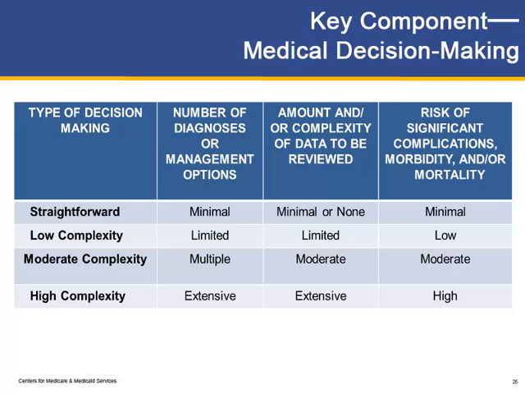These include whether the type of decision made is straightforward, low complexity, moderate complexity, or high complexity; the number of diagnoses or management options, and whether they are minimal, limited, multiple, or extensive; the amount and complexity of data to be reviewed, and whether it is minimal or none, limited, moderate, or extensive; and the risk of significant complications, morbidity, and mortality, and whether it is minimal, low, moderate, or high.